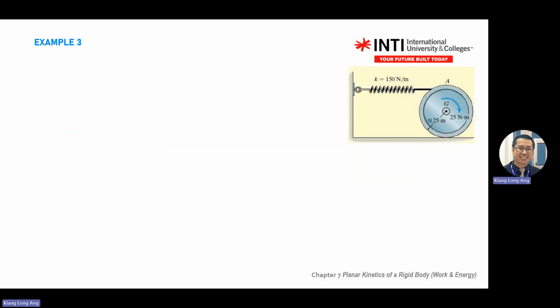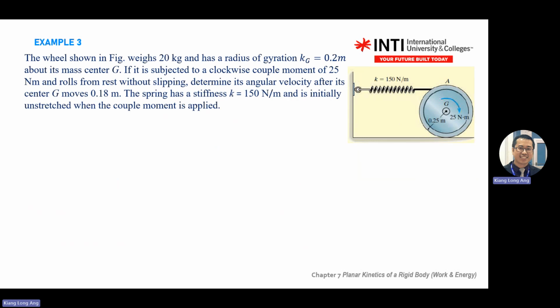Okay. All right. Another one. You see the question. There is a G value there, and you're given the radius of gyration. Again, fixed already. You see, the equation for I is mk squared. So given mg, how we rotate, the moment is given. The spring is given here. Roll from rest without slipping.